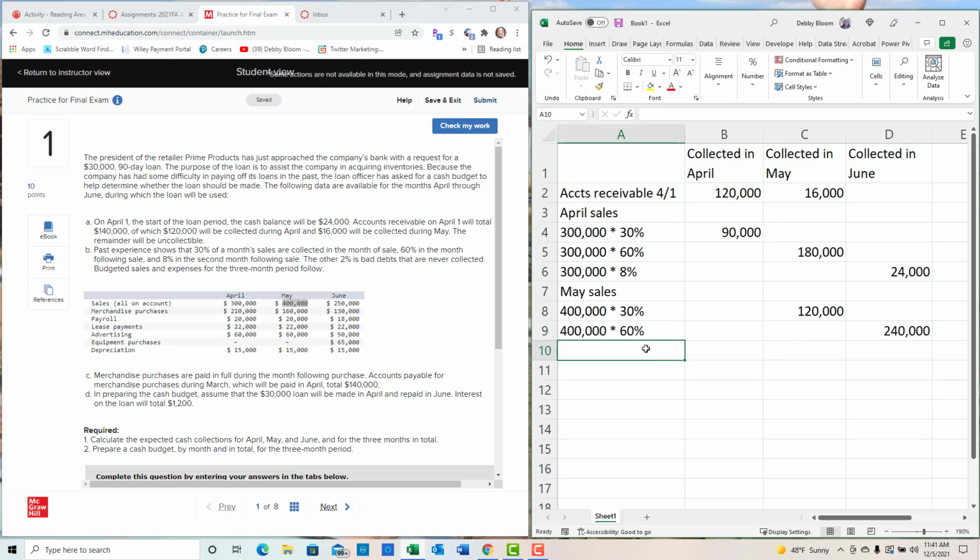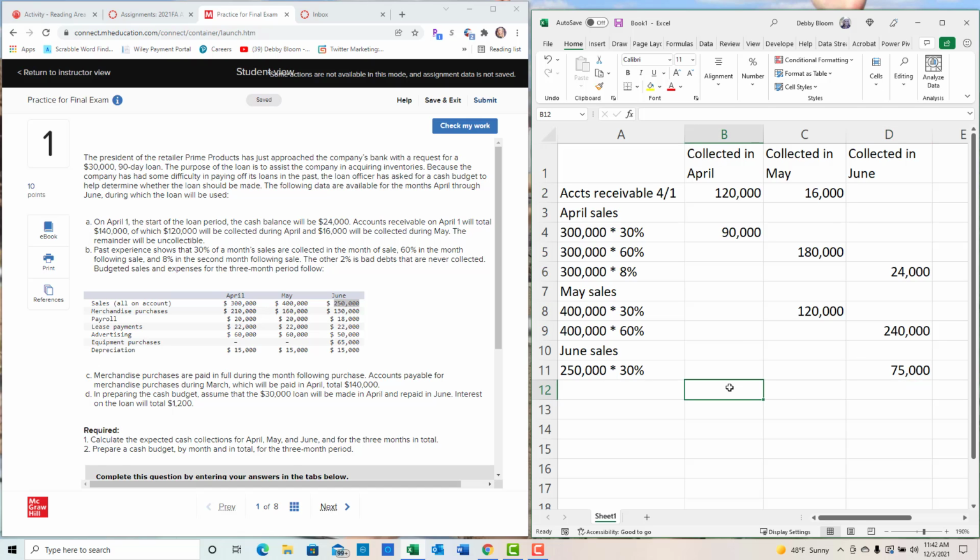And then finally, we have to look at June sales. June sales are given in the problem as $250,000. So June sales are going to be collected in June, July, and August. And because of this problem, we only care about June. So for June, I'm going to take the $250,000, multiply that by 30%, and now we're ready to calculate the cash collections.